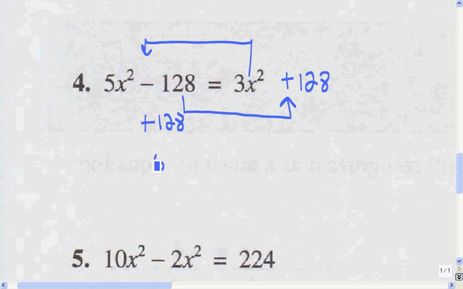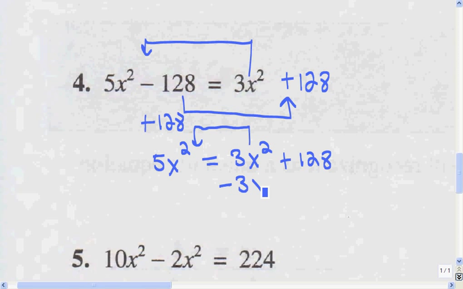So I'm going to have 5x squared equals 3x squared plus 128. Now I want to get the 3x squared over to this side, right? So what am I going to do? What sign is in front of the 3x squared? It's a positive sign, right? So I'm going to use the inverse operation, which is a negative. So I'm going to subtract 3x squared from this side.